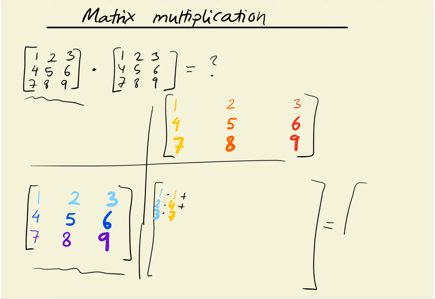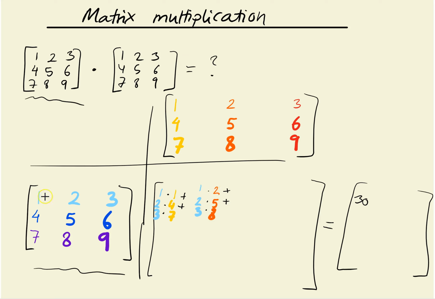So let's keep track of the result over here. We have 1 times 1 plus 2 times 4 plus 3 times 7. That's 1 plus 8, that's 9, plus 21. That's 30. So the first element here is 30. Now for the next element, the one here, let's calculate that. So this is the result.